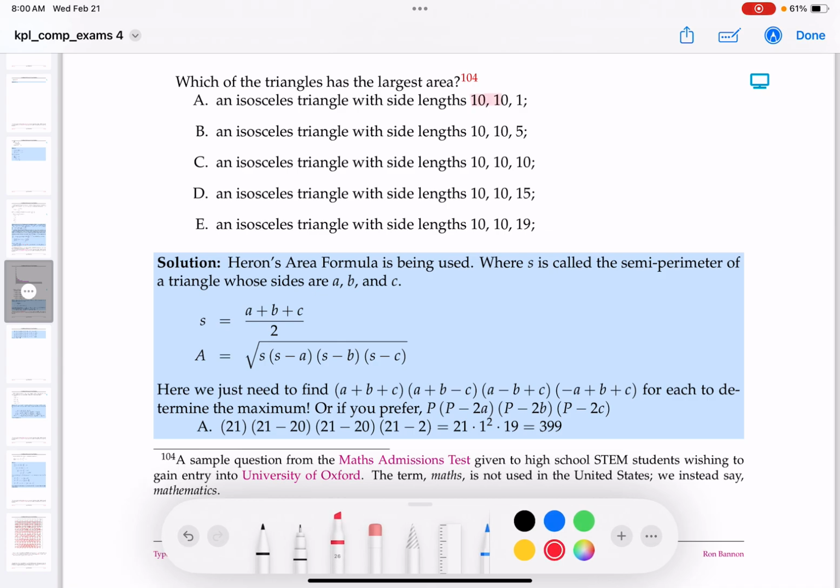So this, and this, all right? So this is good because I know these two sides are always going to be the same, and what's happened is the third side is going from 1 to 5 to 10 to 15 to 19. All right, which one's the largest one?